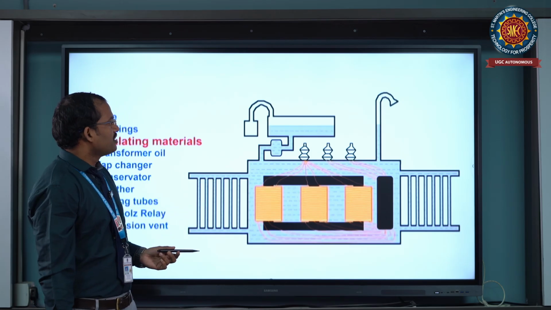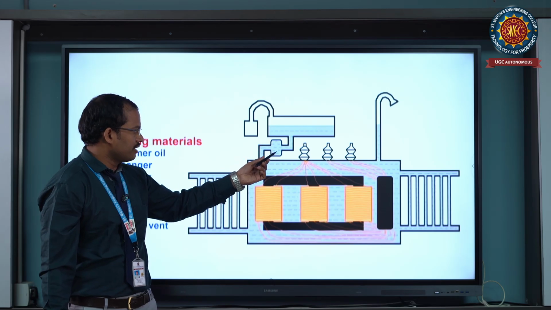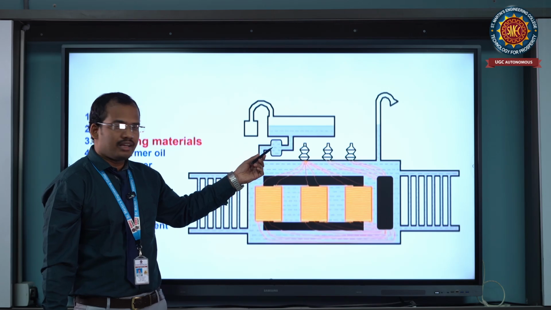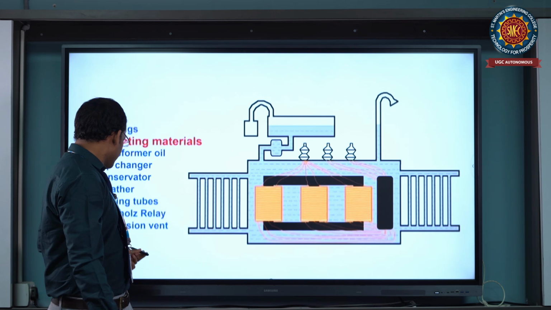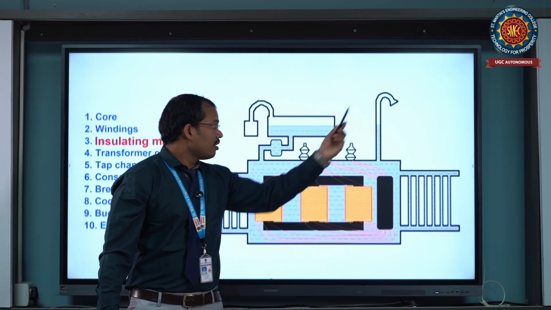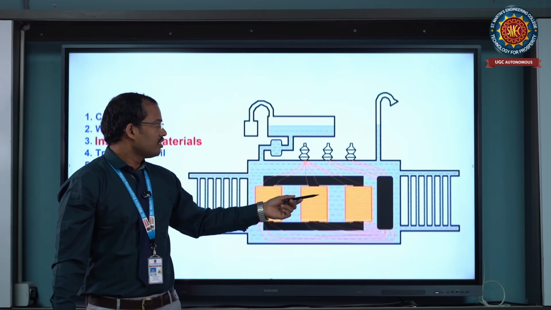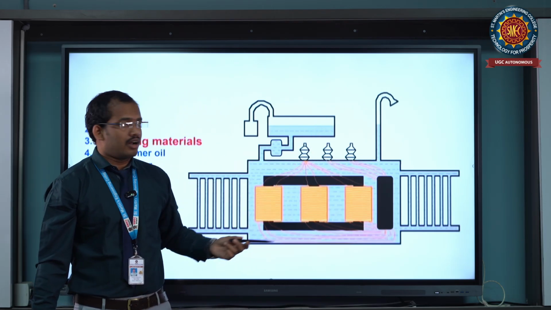Next one, Buchholz relay. So this is the Buchholz relay. Whenever a fault occurs in a transformer, this Buchholz relay automatically rings, and we rectify the problem. And next one, explosion vent. So this is the explosion vent. Whenever the transformer's internal pressure is high, the explosion vent is used automatically.